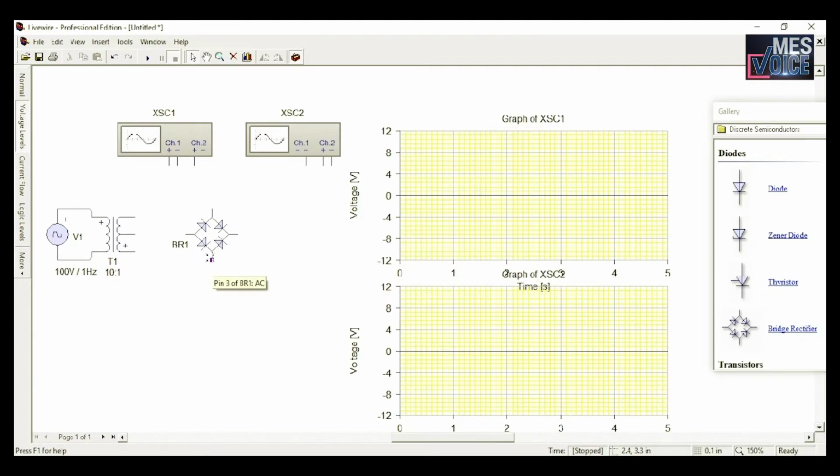The right hand side of this rectifier will give the positive output and the left hand side of the rectifier gives the negative output. Let's connect the circuit to the transformer. We are giving the AC input from the transformer.